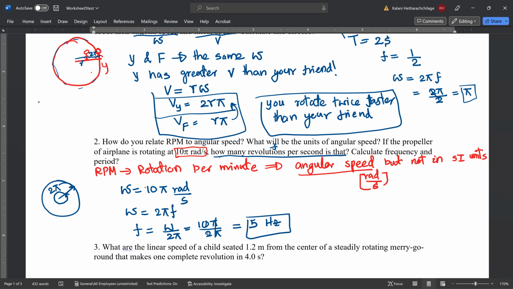Okay, so now calculate the frequency. I already did that. Calculate the frequency means exactly the same quantity. These two are asking the same quantity in two different ways. And calculate the period. So period is equal to 1 over frequency. So that means 1/5. That means it is 0.2 seconds. Okay, so now let's move into the next question.